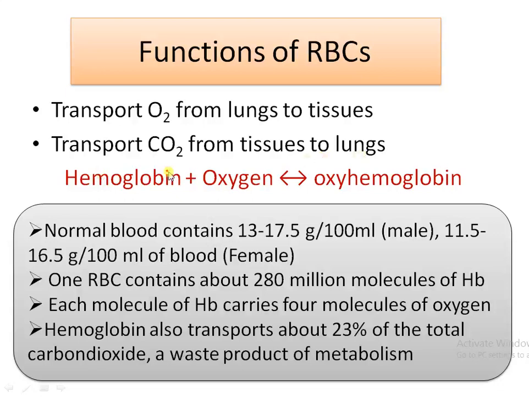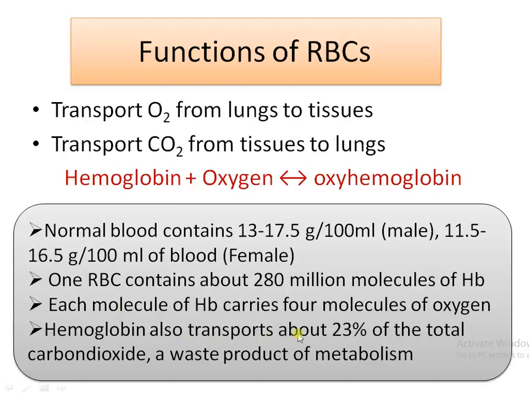Oxygen is transported in the form of oxyhemoglobin. It binds to hemoglobin and forms oxyhemoglobin, and it is transported in that form. One RBC contains 280 million molecules of Hb, and each molecule of Hb carries 4 molecules of oxygen.